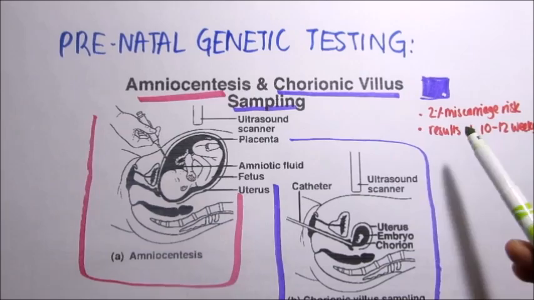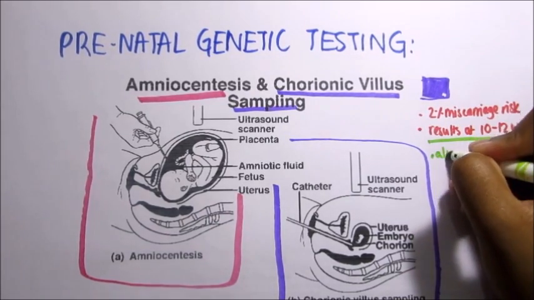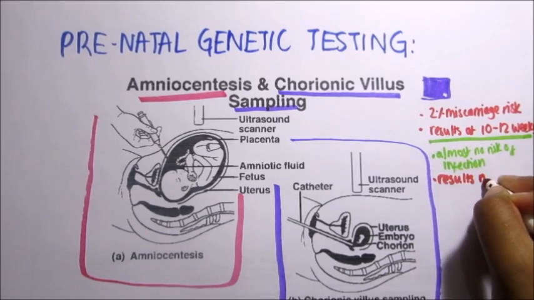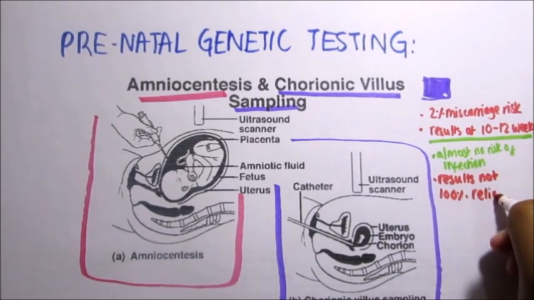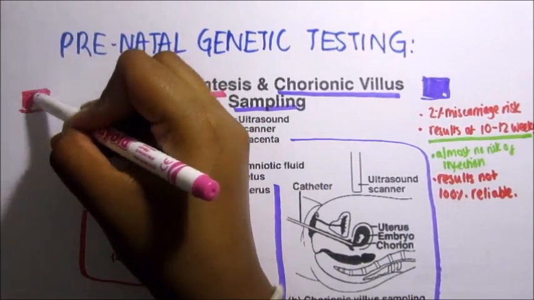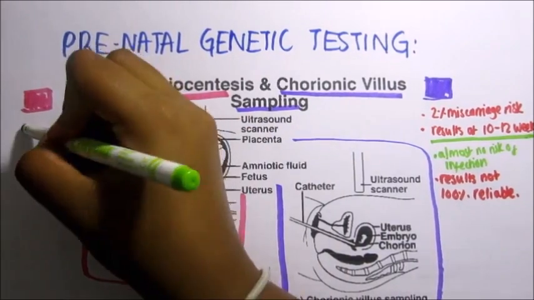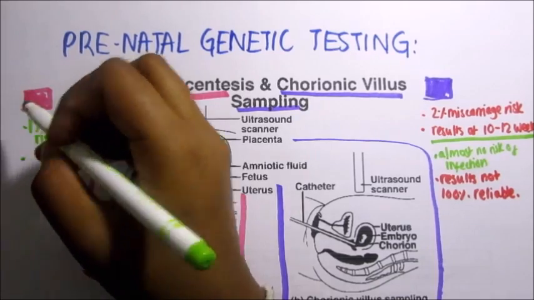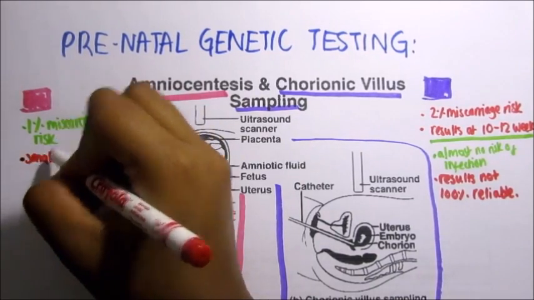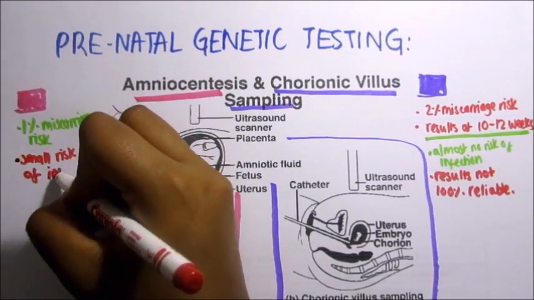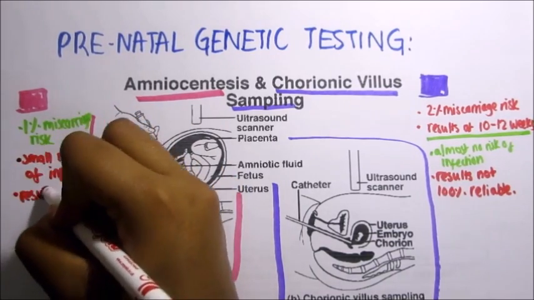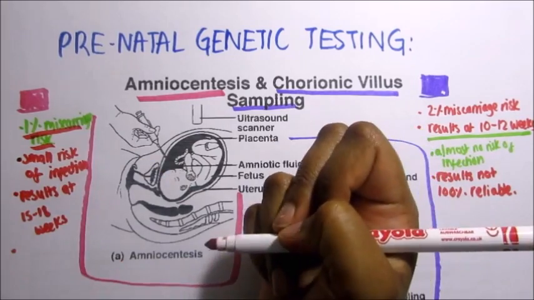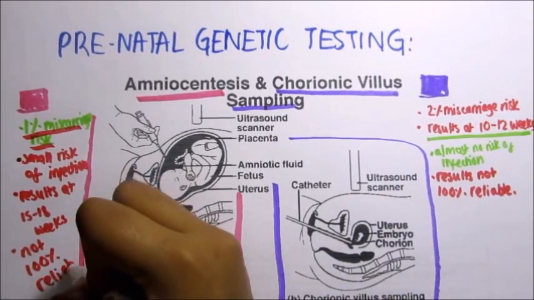This can also be seen as a positive though. However, there is almost no risk of infection. But on the other hand, it is also worth considering that the results are not 100% reliable. Now, with amniocentesis, there is only a 1% miscarriage rate. However, there is a small risk of infection, and the results come at 15 to 18 weeks, which is later than the results for chorionic villus sampling. And it is also not 100% reliable.